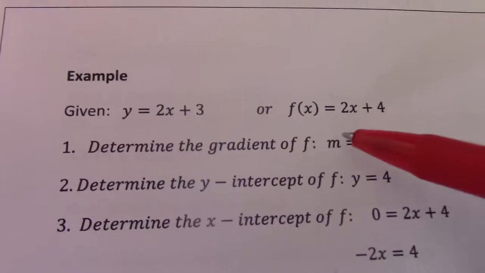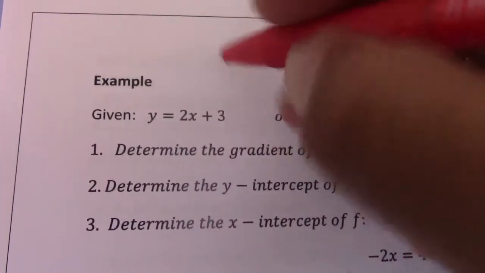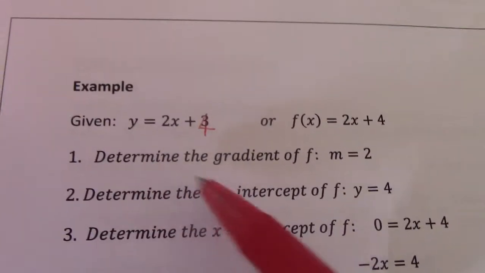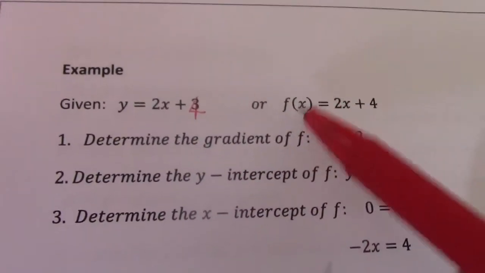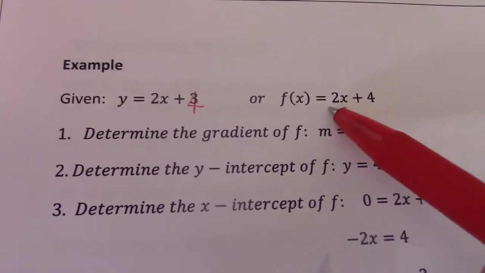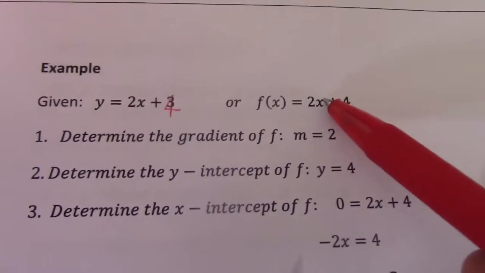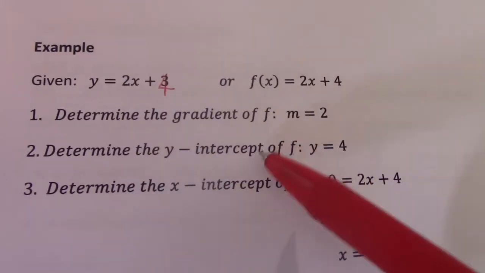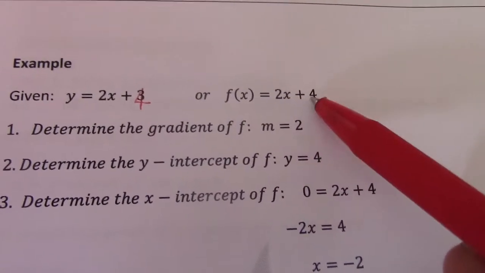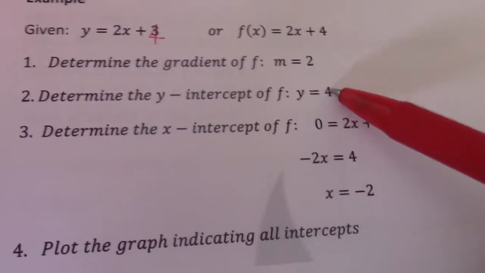Or we have another example, 2x plus 4. Let's just change that to 4 and work with 4. The question can say determine the gradient of f, then m equals 2. It's given in front of x, so the coefficient of x is always my gradient for linear equations. Determine the y-intercept. x becomes 0, so 2 times 0 is 0, 0 plus 4 is 4. So straight away you see that is my y-intercept.